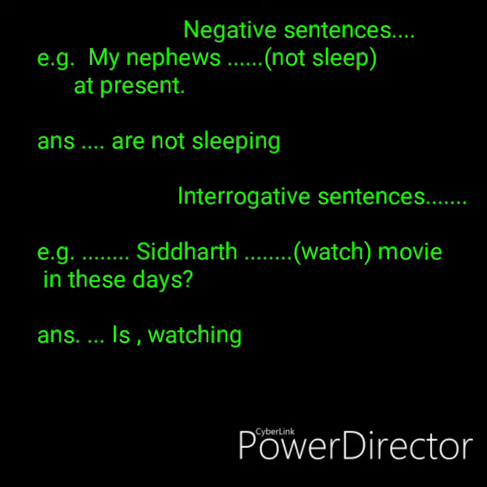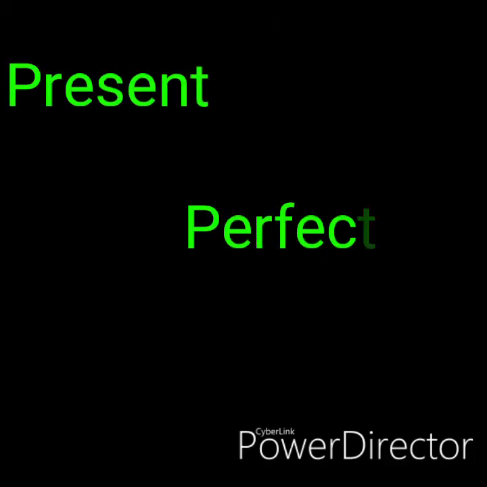Interrogative sentences. In interrogative sentences we use helping verb before subject and after subject we use ing form of main verb. So in the next, the answer is watching, because Siddharth is singular and with singular subjects we use is.